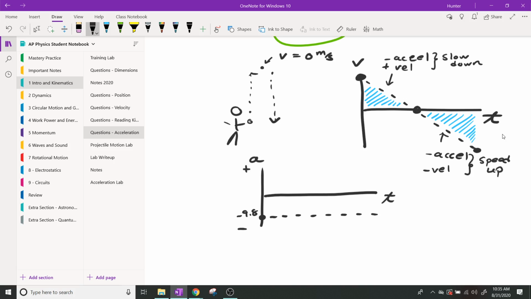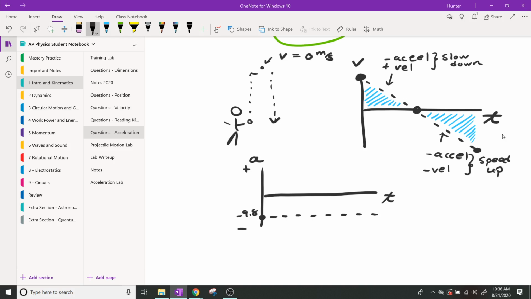Okay. Even though we had a positive velocity at the first part, and even though we had a negative velocity at the other side, the acceleration is always going to be negative 9.8 meters per second squared. Always. Okay. So, what is the acceleration happening for this ball? Negative 9.8, all the way across. Okay. So, that's going to make it a flat line.